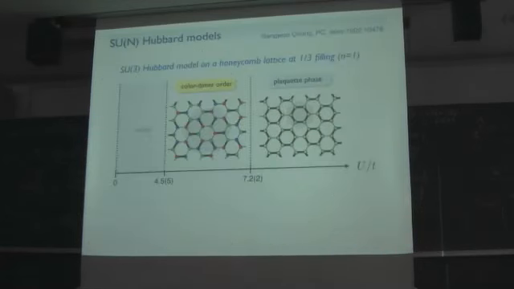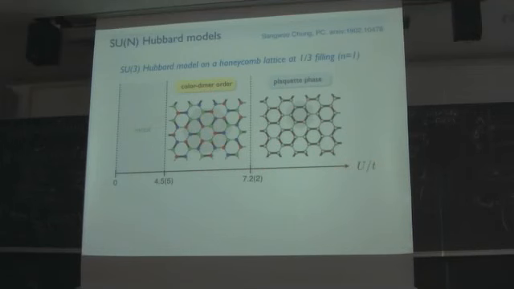But I would like to point out that recently we also managed to extend these calculations to the SU(N) Hubbard case, which is even more challenging. So in this context, we looked at the SU(3) Hubbard model on the honeycomb lattice at 1/3 filling, and looked at the insulating phases. And for large U over t, we obtained this plaquette phase, which is also consistent with the Heisenberg result. But as we decrease U over t, then charge fluctuations become more important, and eventually they stabilize another type of state, which is this color dimer order state with quite a large unit cell size.